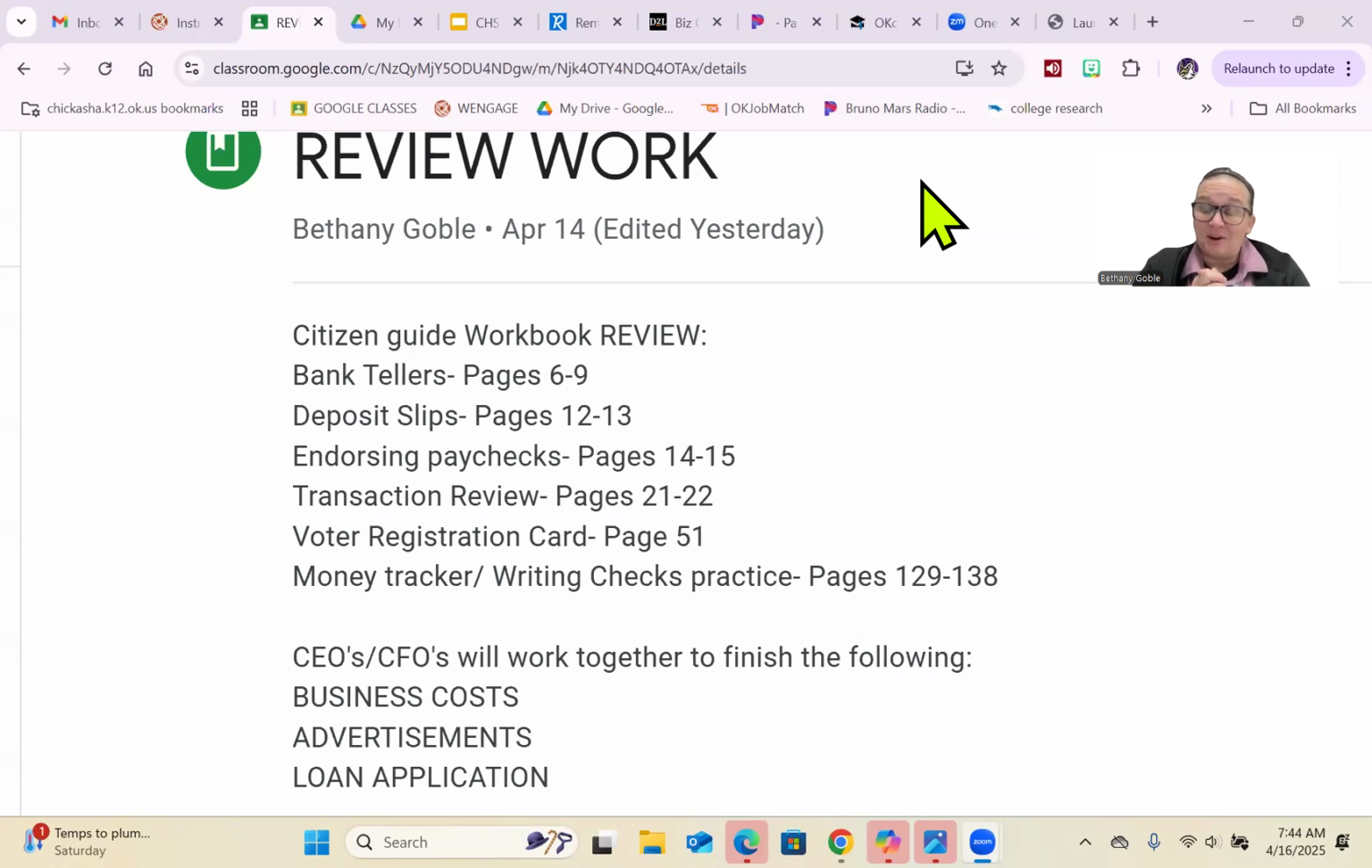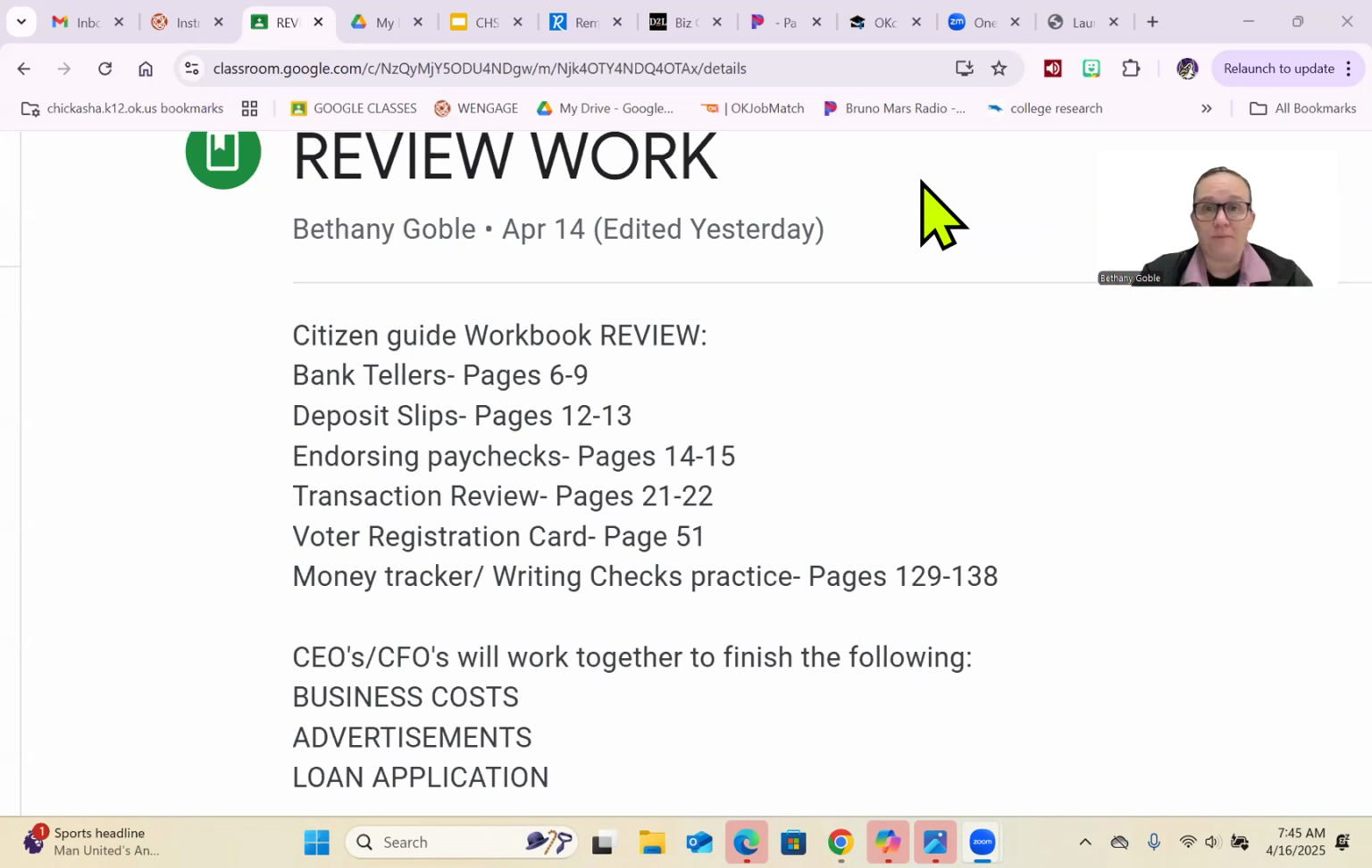We're almost there to our official Biztown visit. Now, the last few lessons, we've been working on advertisements, business cost, how to do deposit slips, your paychecks, all that kind of stuff. We need to make sure we really understand that because those are the main things you need to know when you're at the Biztown. Okay.